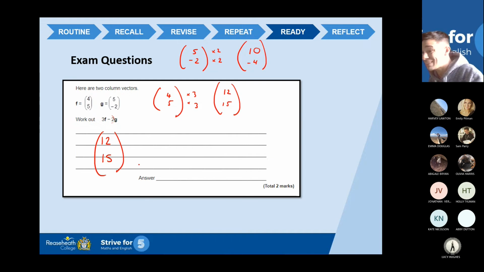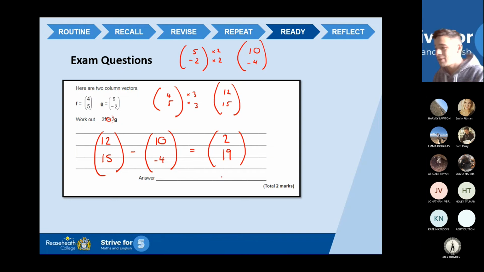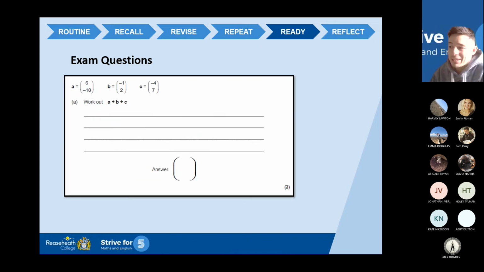Then I've got to take away, looking at the symbol there, take away 10, minus 4, equals. So let's get the vector in. 12 take away 10 is 2, and then 15 minus 4 will give me 19. So 2 and then 19. Okay? 2 marks again. Now, unfortunately, I'd like these to be worth a few more marks, like maybe 3 marks, but hey, 2 marks, I'll take it.